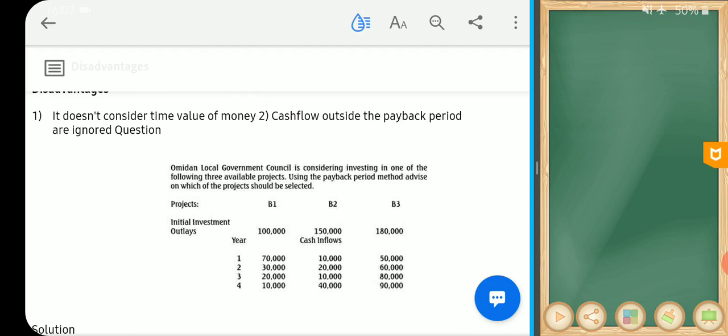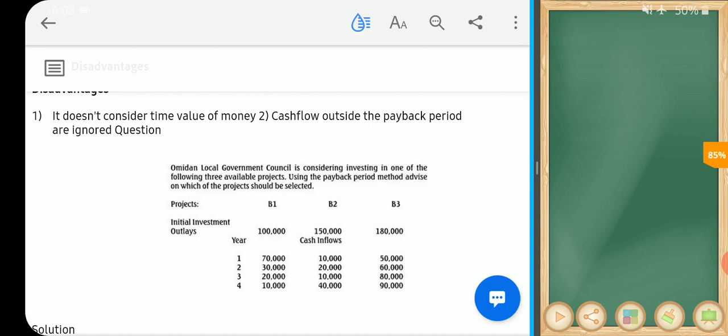Disadvantages: it does not consider time value of money, and cash flow outside the payback period are ignored. Once you've recouped your money, they don't take into cognizance the cash flow that is going to come again from the project. Let's say you're investing in a machinery that is going to last for 4 years, and you're able to recoup your investment in year 2. The cash flow you get for year 3 and year 4 is not really important in the calculation any longer, unlike ARR, where we add up all the cash flow from the life span of that particular investment.